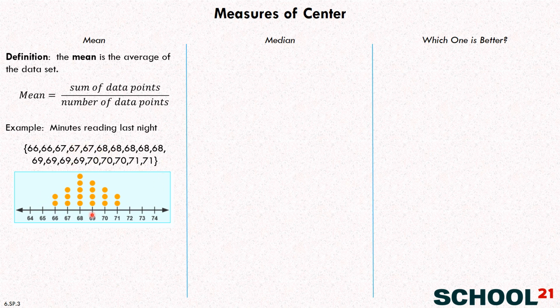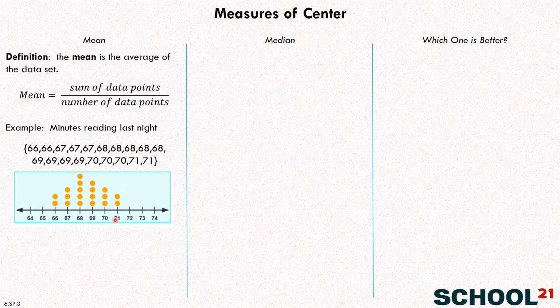So usually making a graph is a really great thing to do. You can see the data are spread out here. Just like we saw up here, there's two students who read 66 minutes. Well, there's two dots on this dot plot of 66 minutes as well. So you can see that this dot plot represents these data right here.